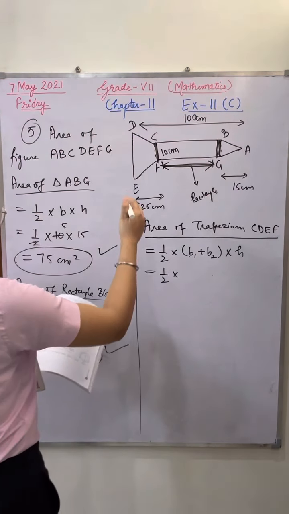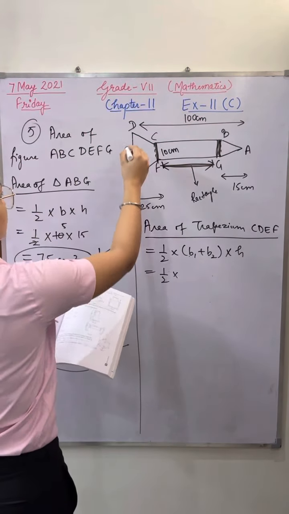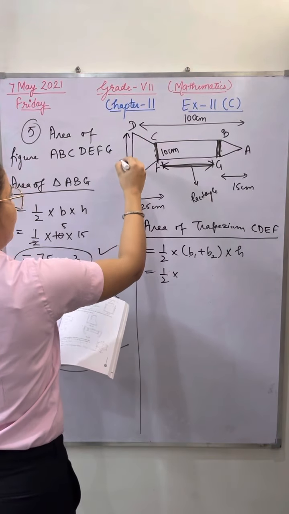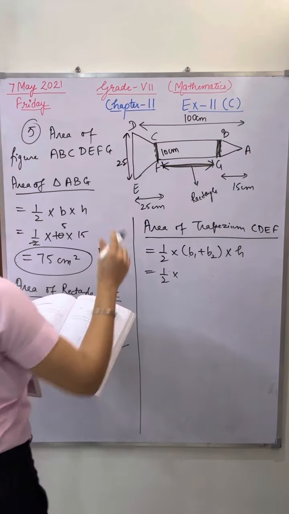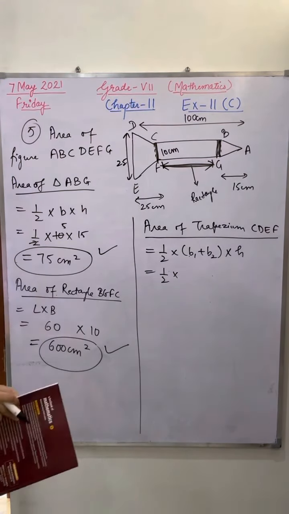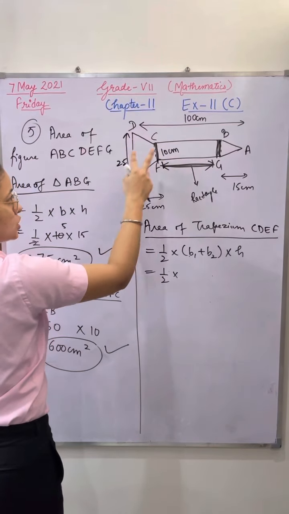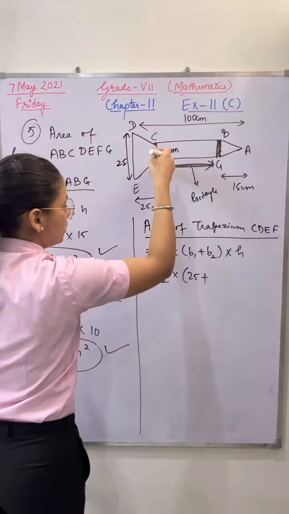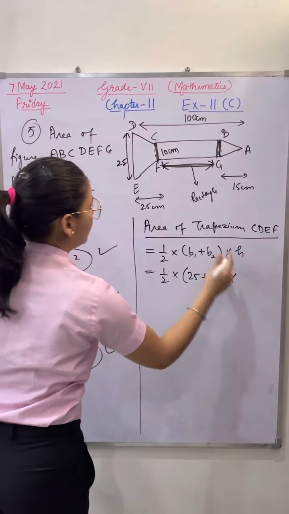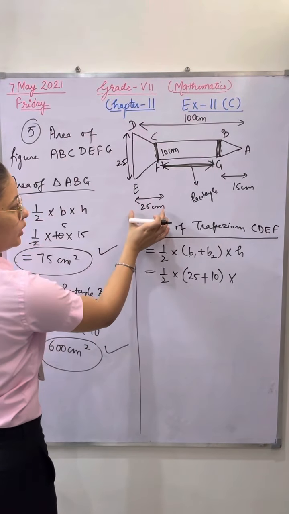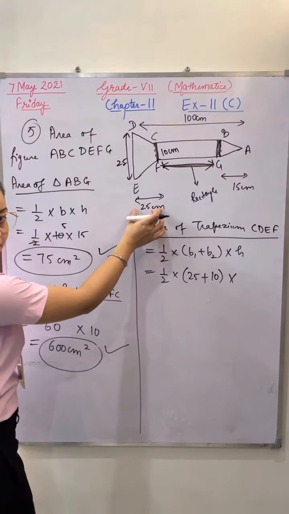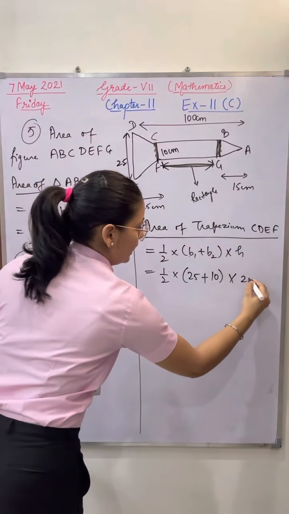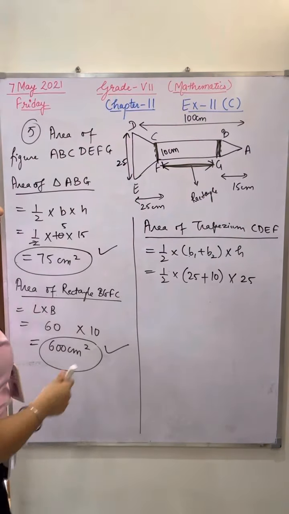This is also given to you. That is 25. This is given. Okay, I forgot I mentioned here. This is the B1, and this is the B2. These two are the parallel sides. B1 is 25. B2 is 10. And height of the trapezium is also given. That is 25. Everything is given of the trapezium.